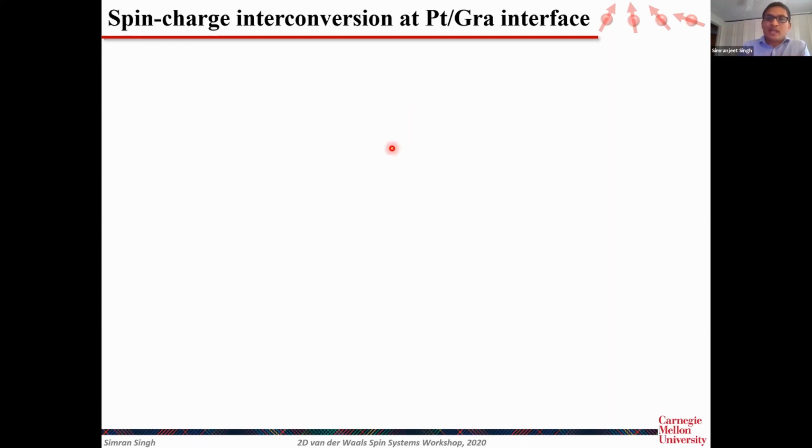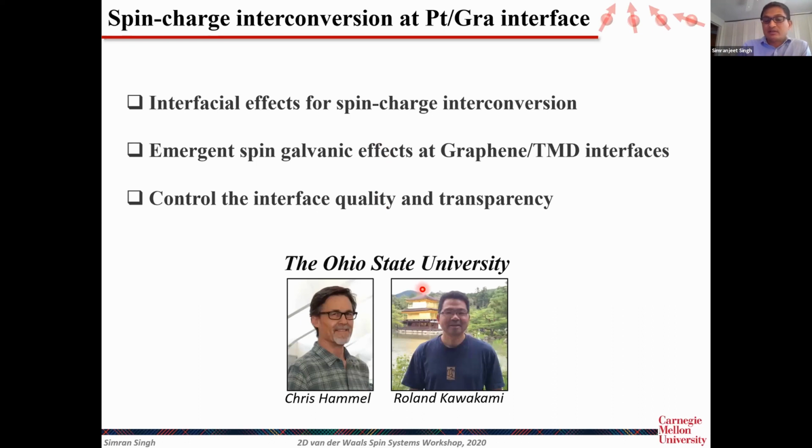method. And actually this work was done when I was a postdoc at Ohio State University in the groups of Chris Hammel and Roland Kawakami. And the motivation behind this work is, we know that for spin charge interconversion phenomena, the interface plays a very important role, right?